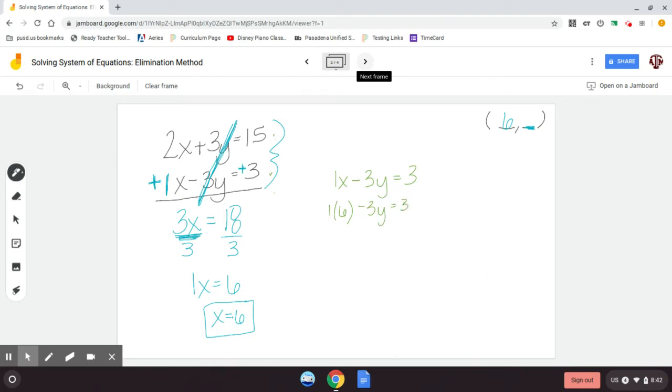Okay, 1 times 6 is 6. And now I need to get the y value by itself. Okay, this 6 has to go away, and then the minus 3y has to go away as well.